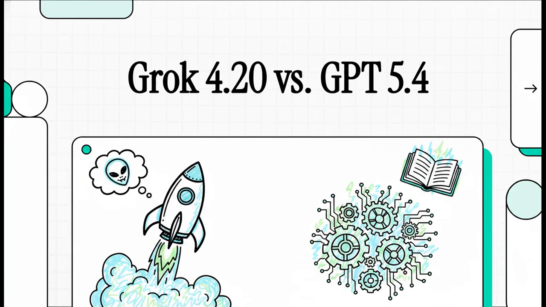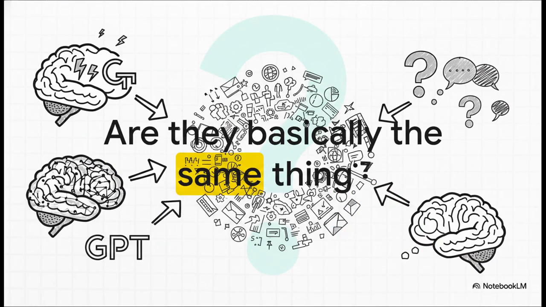So you're probably looking at Grok 4.20 and GPT 5.4 and thinking, okay, they're basically the same thing, right? I mean, two massive models, giant context windows, both claiming to be the absolute best. But here's the thing, that comparison completely misses the point. So let's get right to it.